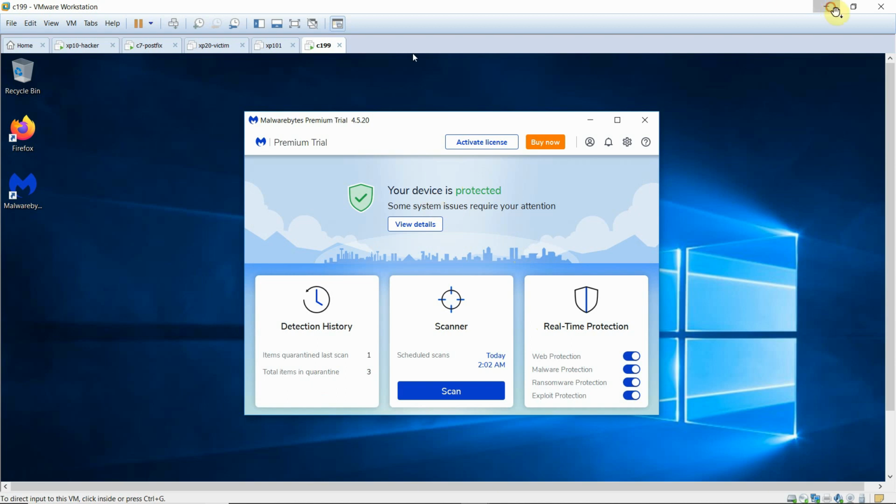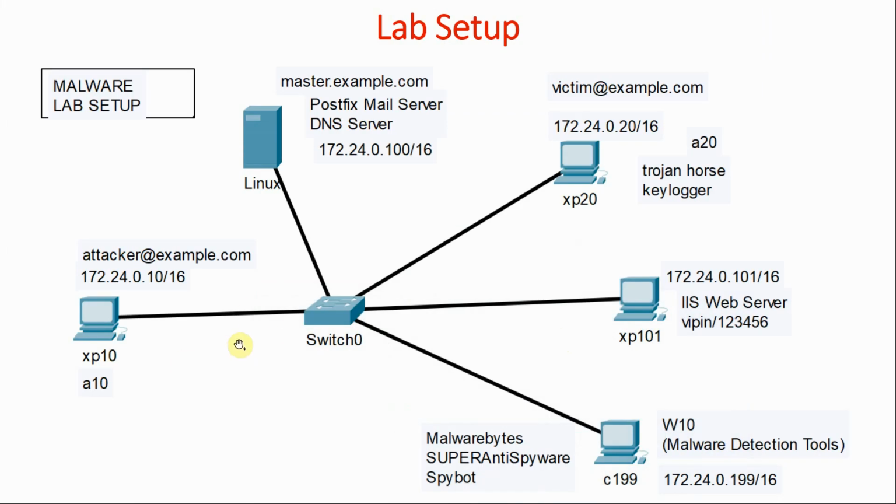So we were able to successfully demonstrate the creation of the Trojan horse payload, then delivery of that payload, then how the hacker is going to access the victim system. Then we were able to discuss the keylogger. Then we were able to detect our malware by using malware detection tools also.